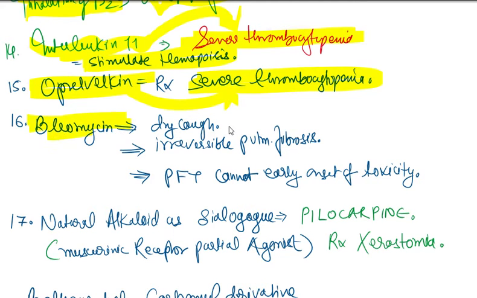Okay, now bleomycin. The initial side effect is dry cough, most common, and it may cause irreversible pulmonary fibrosis. And PFT cannot diagnose early the toxicity of bleomycin.